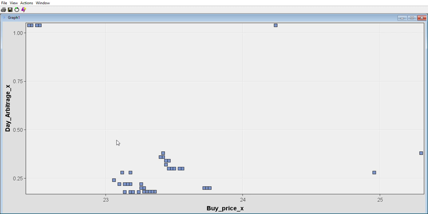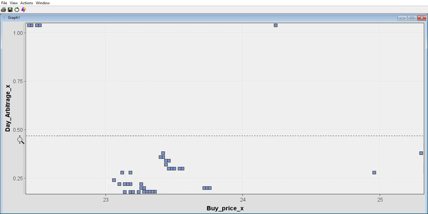So this is pretty interesting. X is Public Bank, as we have reiterated many times before in our earlier videos. Day arbitrage is the difference between the high price and the low price through the day. That is what it means. It's the difference that you can take advantage of.